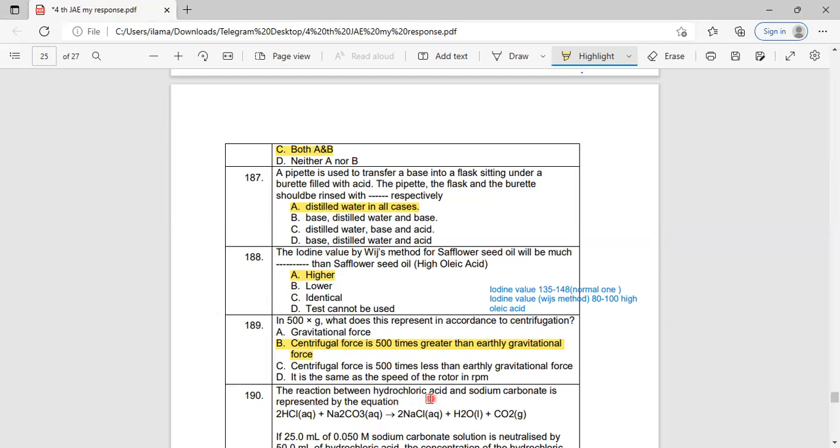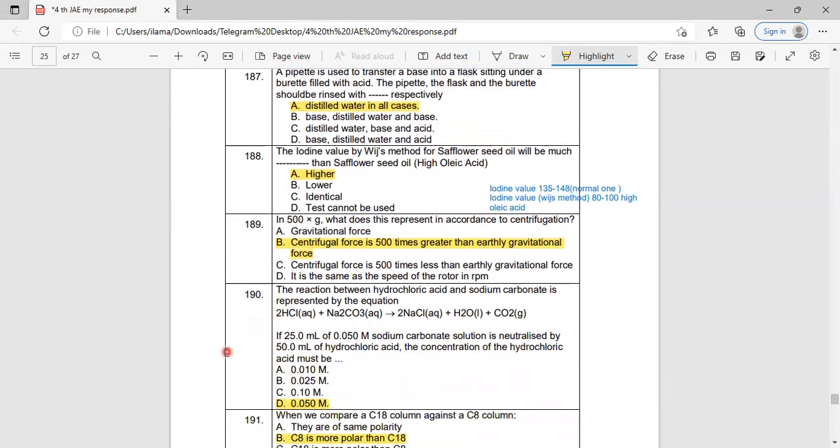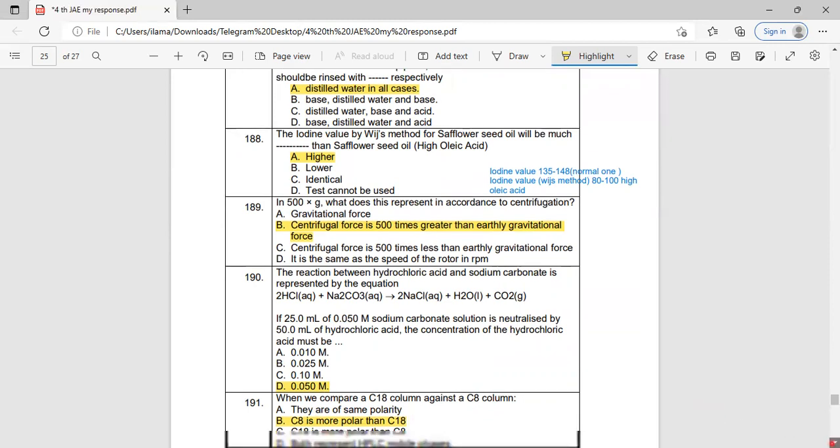The reaction between hydrochloric acid and sodium carbonate is represented by the following equation. If 25 ml of 0.050 mole sodium carbonate solution is neutralized by 50 ml of hydrochloric acid, the concentration of hydrochloric acid must be 0.050 M. Then, when comparing a C18 column against a C8 column, C8 is more polar than C18.